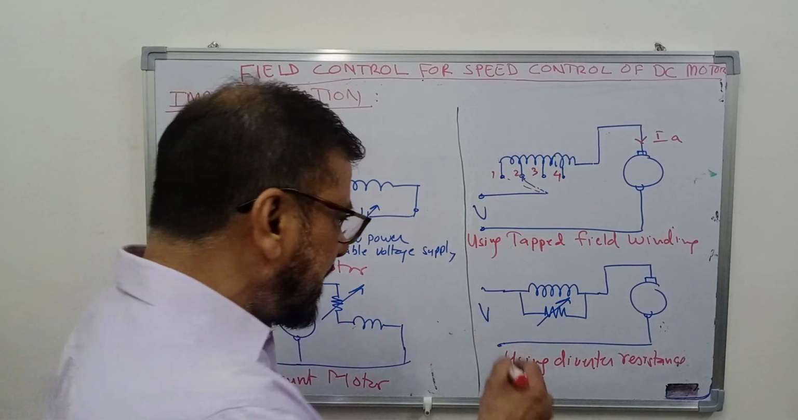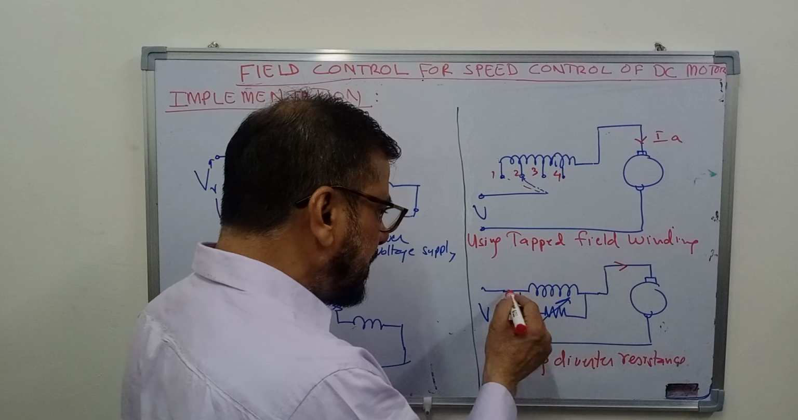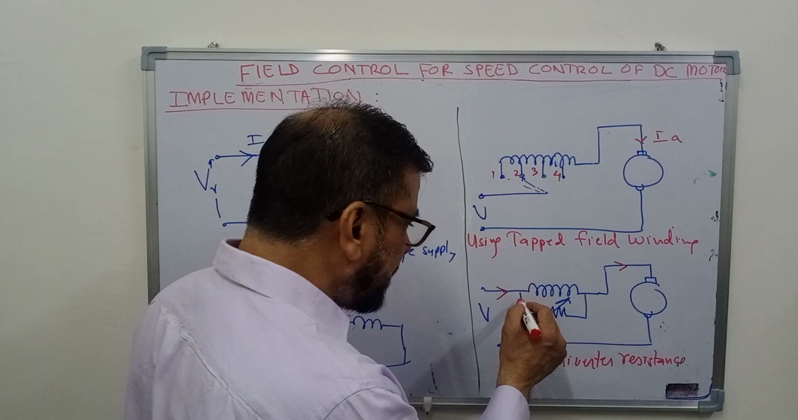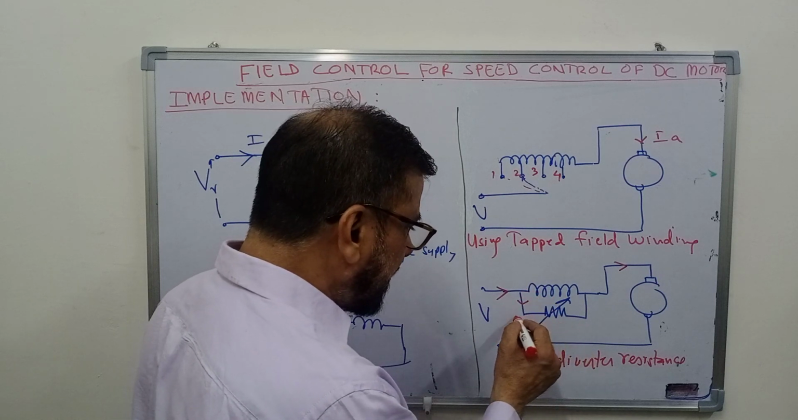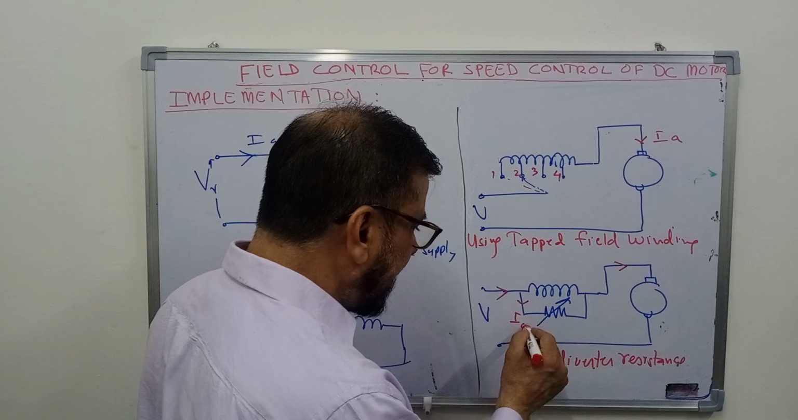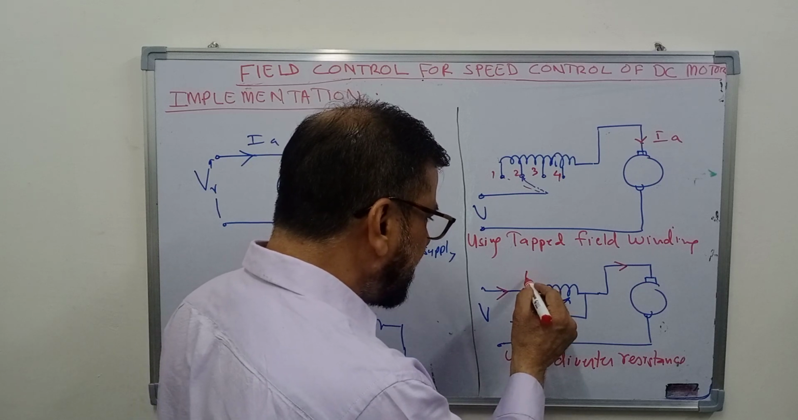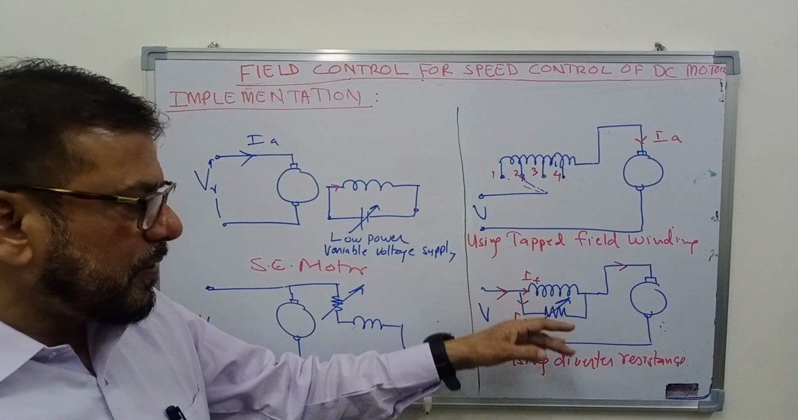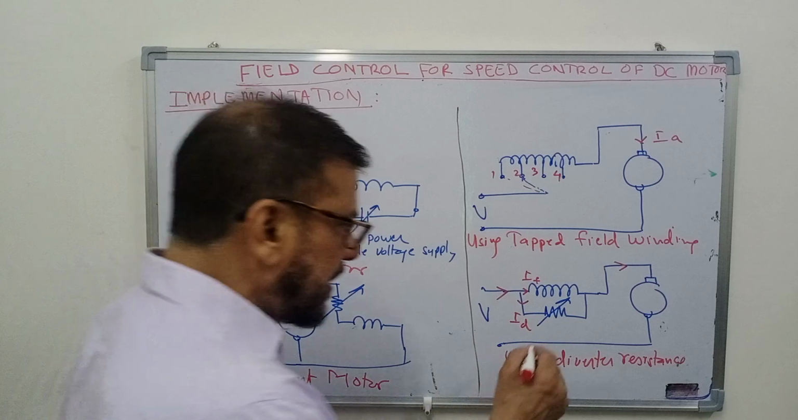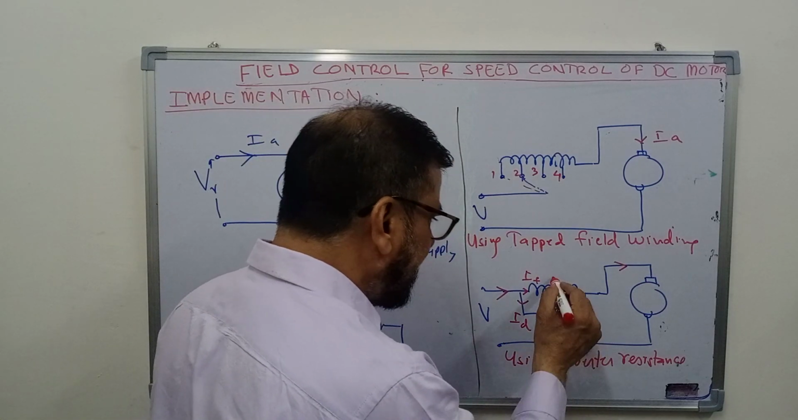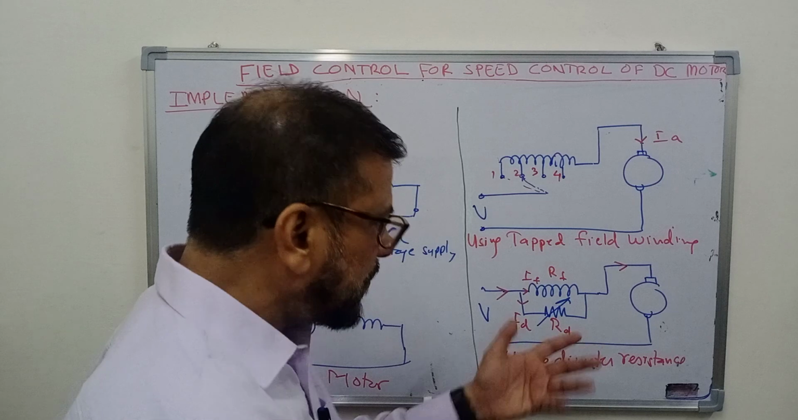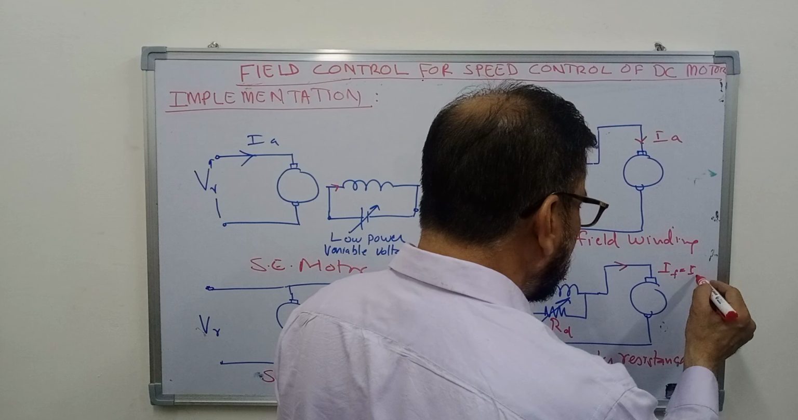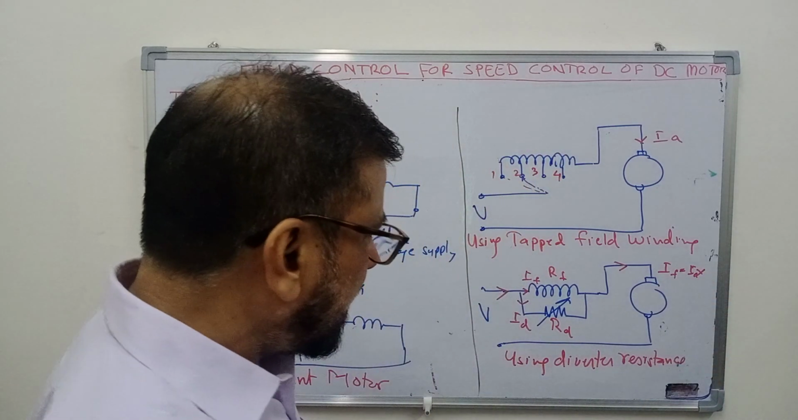And the other way is that you can connect a shunt resistance across the field winding. So the current that is drawn by the motor or supplied by the power source here will be divided into two parts. One part will go to the diverter resistance, we call it ID. The other part will go to the field winding, let me call it IF. So this IF will depend on the resistance of the diverter resistance RD and the resistance of the field winding.